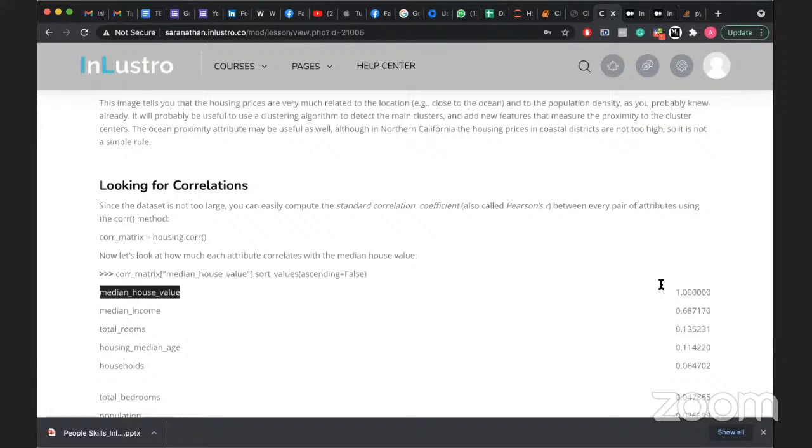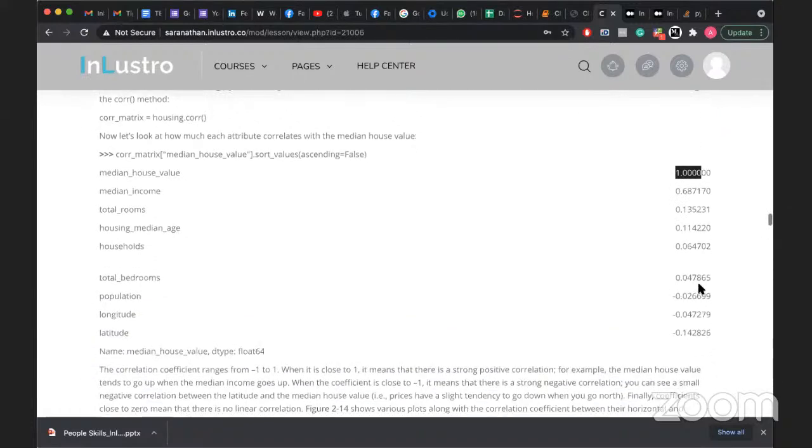Why does median house value have 1 as a correlation coefficient? Because it is the same term. Whereas if you look at population, latitude, and longitude, they have negative correlation coefficients.